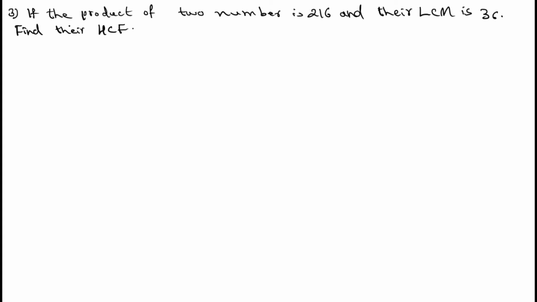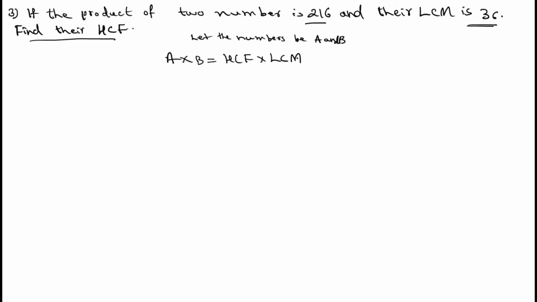See the next question. If the product of two numbers is 216 and their LCM is 36, find their HCF. Okay, take two numbers A and B. A and B are two numbers. Then what's our formula? A into B is equal to HCF into LCM. The last session I gave this formula, right? If any two numbers are given, then the product of the two numbers is equal to the product of HCF and LCM.